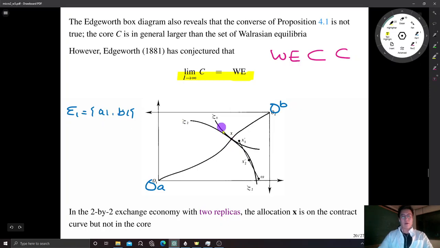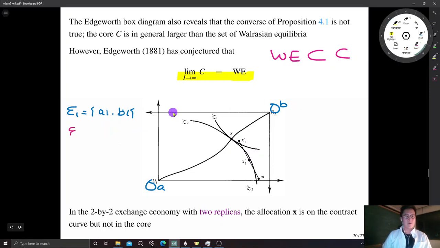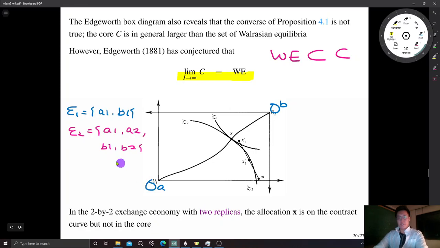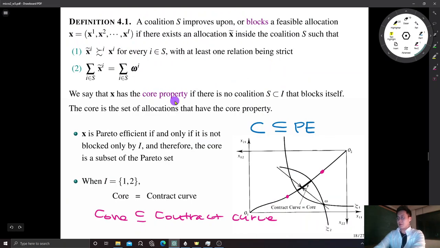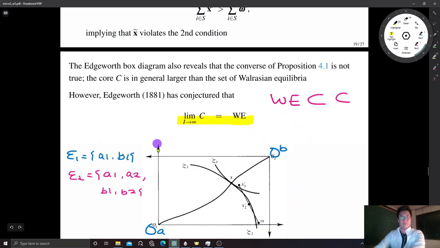Okay, but now we are going to show that this allocation X is not in the core in E2. So now we have two consumers of each type, A1, A2, and B1 and B2. Okay, so in the 2x2 exchange economy with two replicas, the allocation X is on the contract curve, but not in the core. Now we have to construct one coalition in this economy that can improve upon this allocation X. Because we want to show that allocation X is not in the core, so does not have the core property. So we can find some coalition S that blocks allocation X in this economy E2.